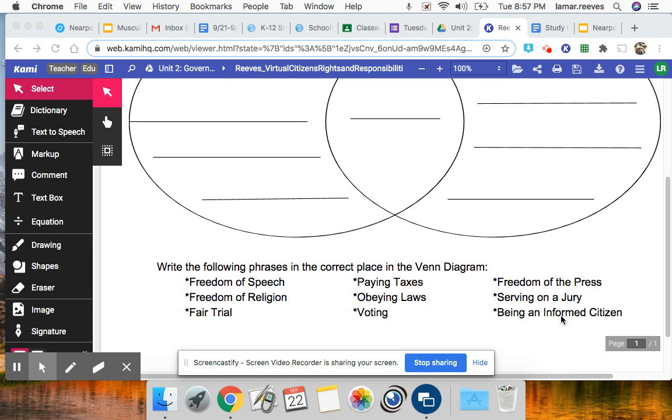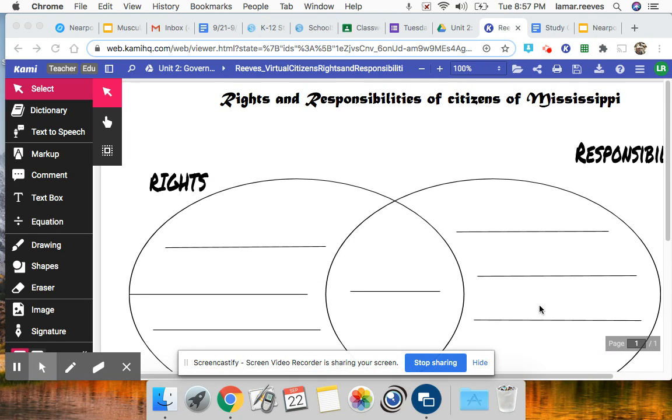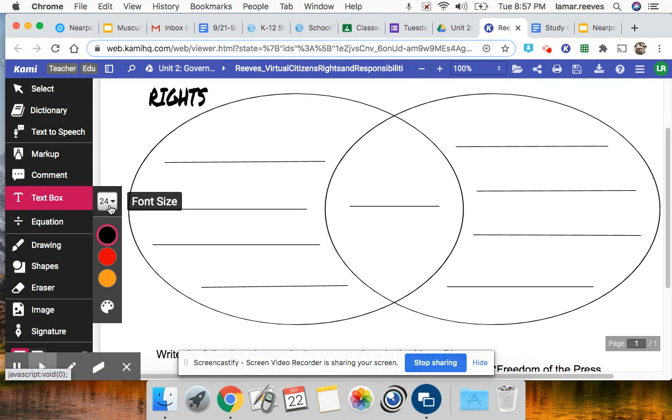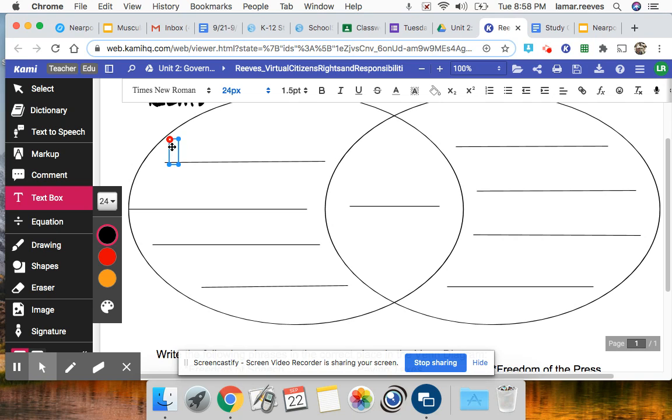So let's start putting these things where they go. Now, one thing you might recall is a right is a freedom. So we've kind of got a given there. Anything that is a freedom, those are listed as rights. So what we do is we click on the text box here, and I'm going to use a 24-point font. That's going to give my words a nice size. And so I want to start right here. The first right that we are guaranteed is freedom of speech.